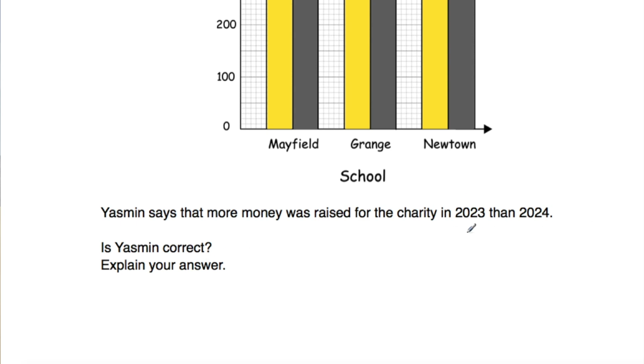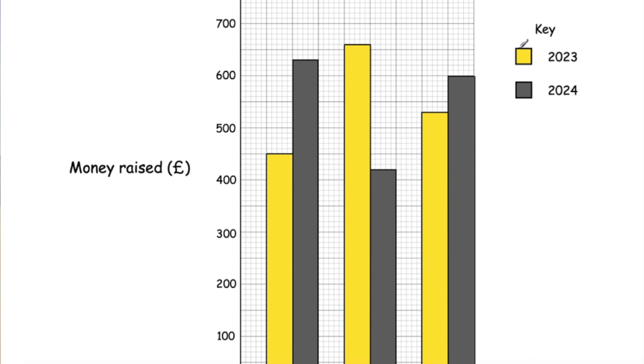Okay, so what we want to do is find out how much money was raised for the charity in 2023 and then compare that to how much money was raised for the charity in 2024. So let's start off with 2023. Actually, let's work out the height of all of the bars. In terms of this one, we've got 400 to 500, that's in the middle, so that's £450. Here it's 600, so 610, 20, 30, so that's £630. This bar here, we've got 650 in the middle, so that's going to be 660, going up one little square. Remember, each little square is £10. 400, 410, 420 would be there. Here we've got 500, 510, 20, 30, so that's £530. And finally this bar is £600.